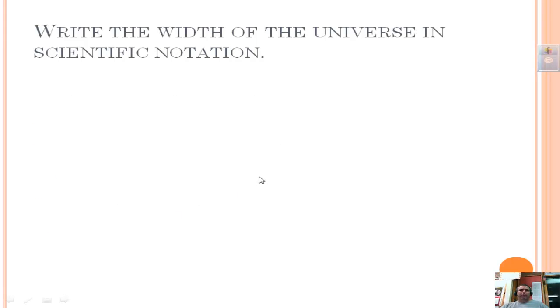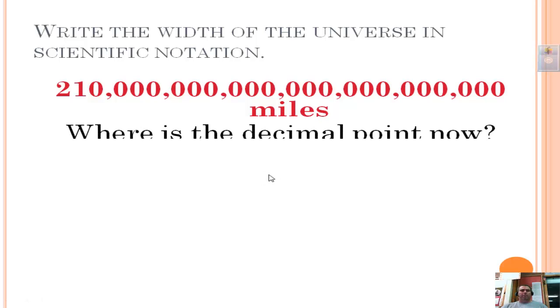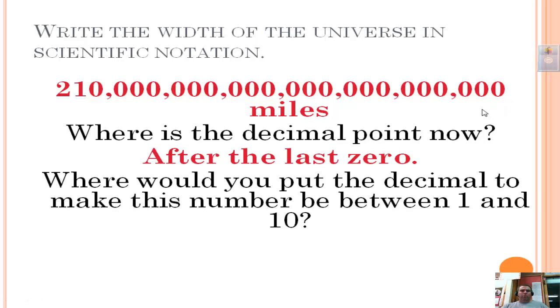Write the width of the universe in scientific notation. So here's the number. We've got a very large number here. It says, where is the decimal point right now? Well, it's not actually shown, but that decimal point is going to be right in there, right after that last zero, like I was showing. It says, where would you put the decimal to make this number between 1 and 10?